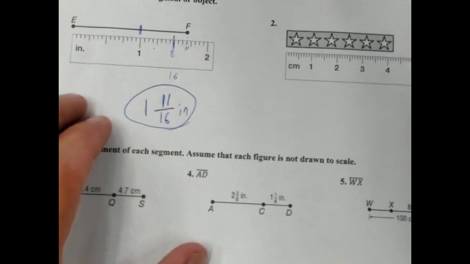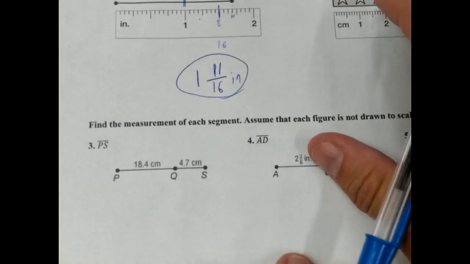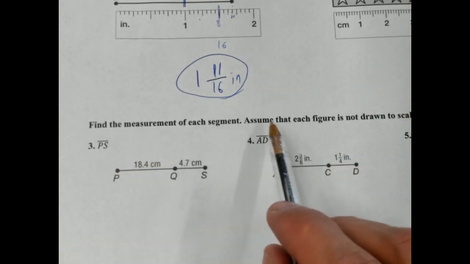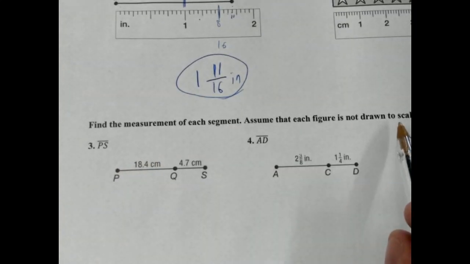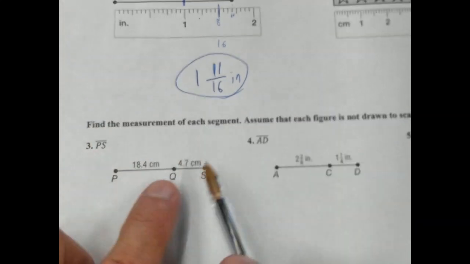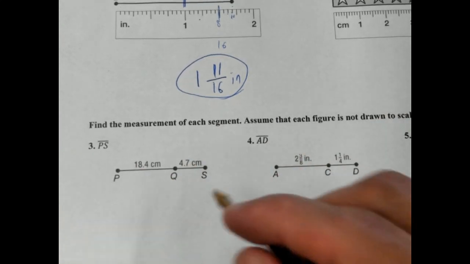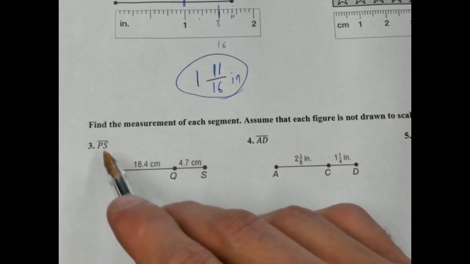Okay? Let's go down here. Let's do one of these. Let's do, we'll do the first one. So find the measurement of each segment. Assume that each figure is not drawn to scale. So, okay, drawn to scale means it's not necessarily going to be, the length is, if it's longer, it's not necessarily going to look that way, in other words. So we'll do number 3 here. So find the length of PS.